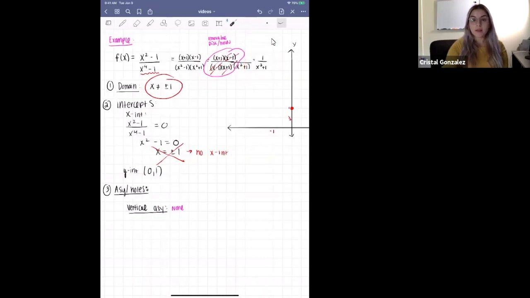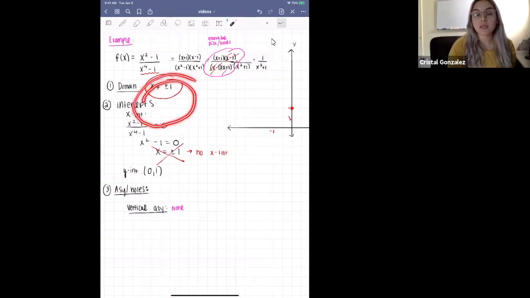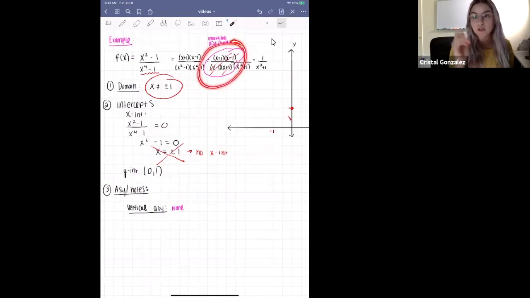of the graph. Now, there's a reason I didn't do this at the very beginning: I wanted to talk about the domain. If you jump from here to here, you might not get that in your domain. You cannot have plus or minus 1. And that's really important, because it looks like these are actually going to give us our holes. And I'll show you how to find your holes in just one second.